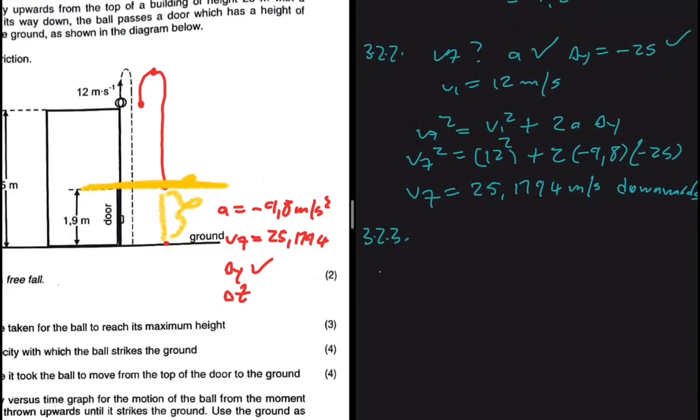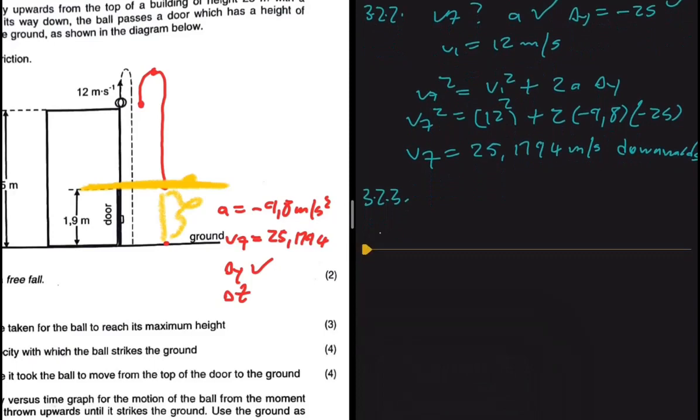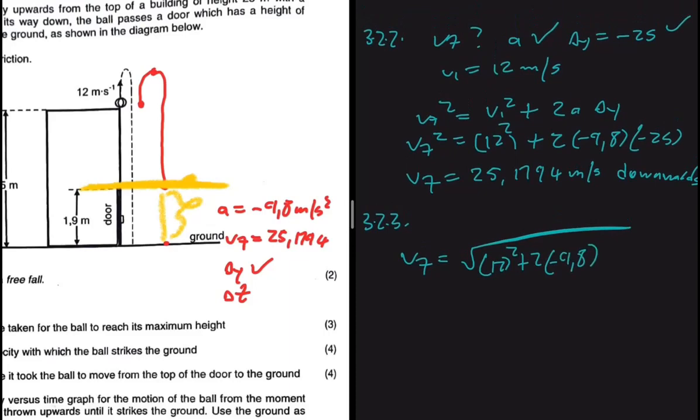But the only difference here is that delta y is not 25, but it is 25 minus 1.9, right? Think about it. I'm sure you're gonna get it. So we're saying that VF is gonna be equal to the square root of 12 squared, plus 2 multiplied by minus 9.8. We're doing what we did in 3.2.2, right?